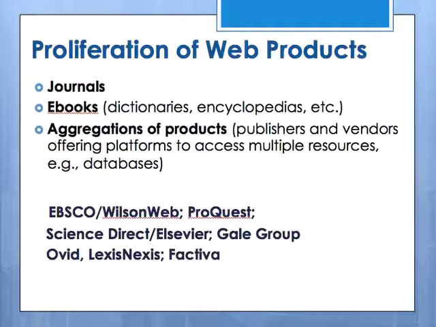And these are some of the big vendors, aggregators, or publishers at the bottom of the slide, names that if you're not already familiar with, you will become familiar with. EBSCO, ProQuest, ScienceDirect, Gale, Ovid, LexisNexis, and Factiva are only a few, and there are also smaller databases that may not be affiliated with these aggregators.